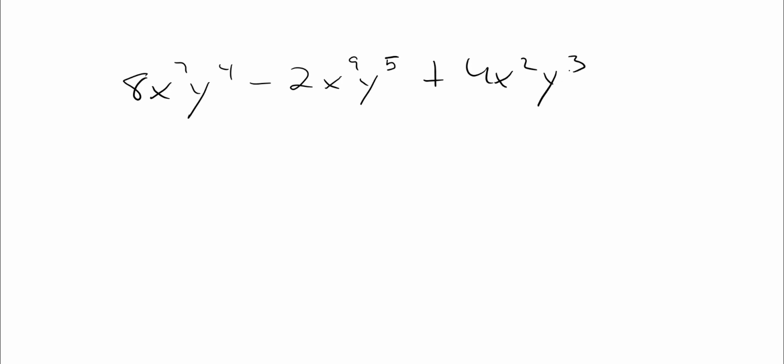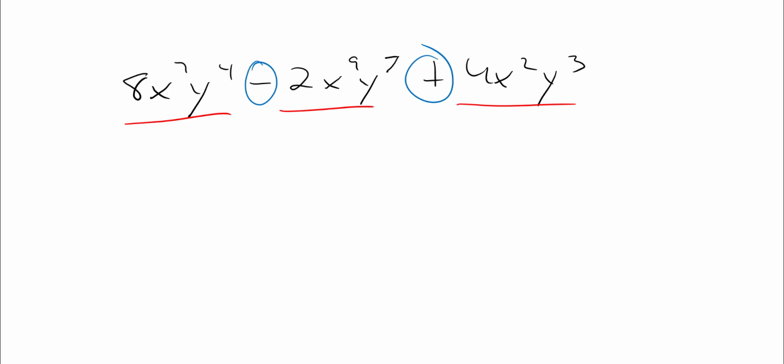If I said 8x to the 7th, y to the 4th, minus 2x to the 9th, y to the 5th, plus 4x squared y to the 3rd. Each of these is a term. That's a term, that's a term, that's a term. Separated by a plus sign or a minus sign. So that's separated by this. Okay? And I think I meant to put 7 here. Okay. So anyway, what you want to do is you want to look at each one of these.